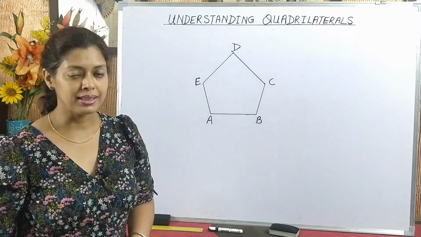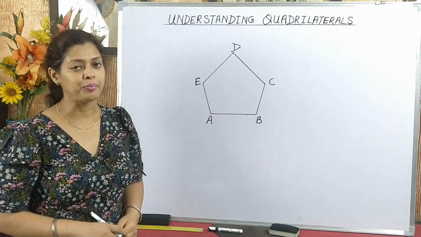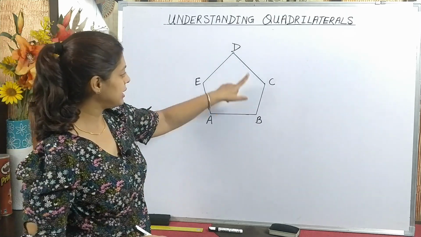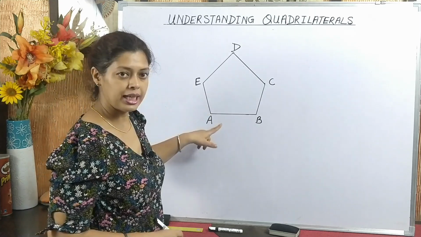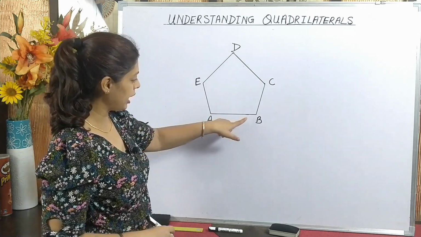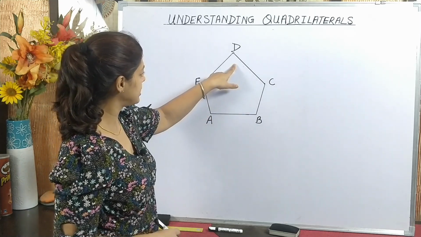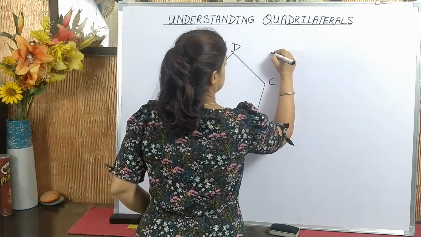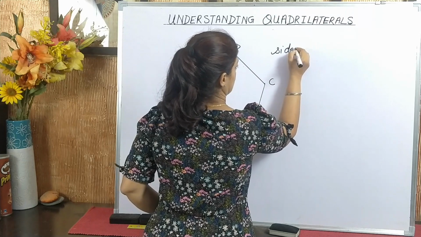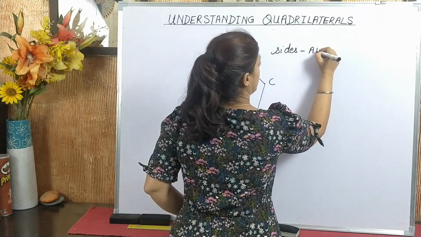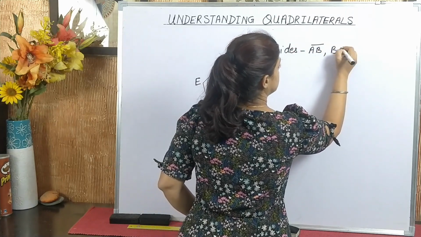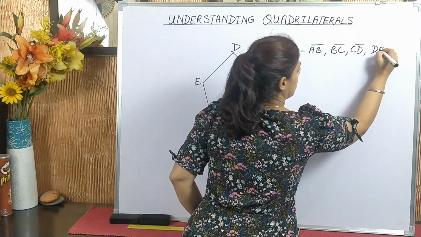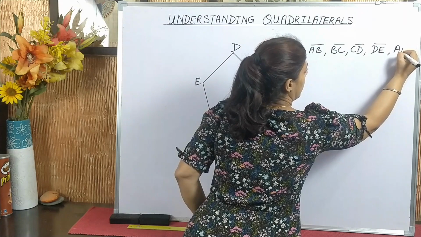Now what are sides? The line segments forming the polygon are called its sides. So in this polygon ABCDE, the line segments which form the polygon are segment AB, segment BC, segment CD, segment DE and segment AE. So the sides are segment AB, segment BC, segment CD, segment DE and segment AE.